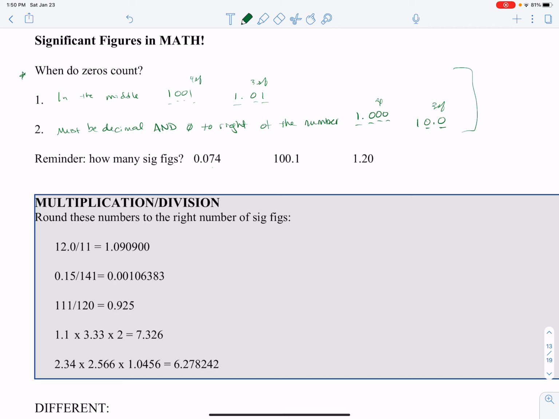And as a reminder, only the numbers count in this case because these zeros are on the left. So that's 2 sig figs. 1, 2, 3, 4. We already did that one. That's 4 sig figs. Then 1, 2, 3. That's 3 sig figs.